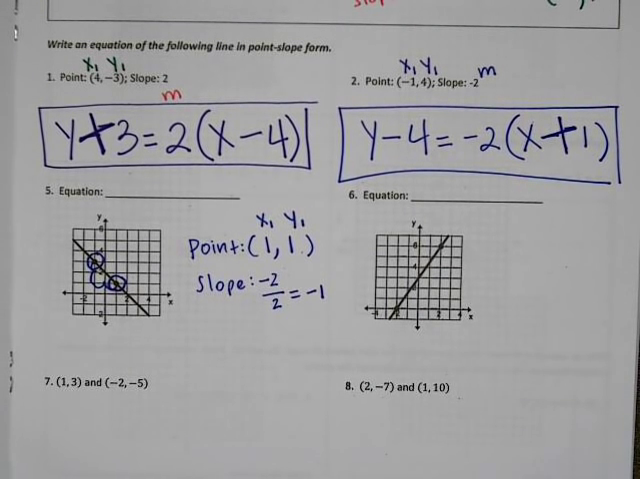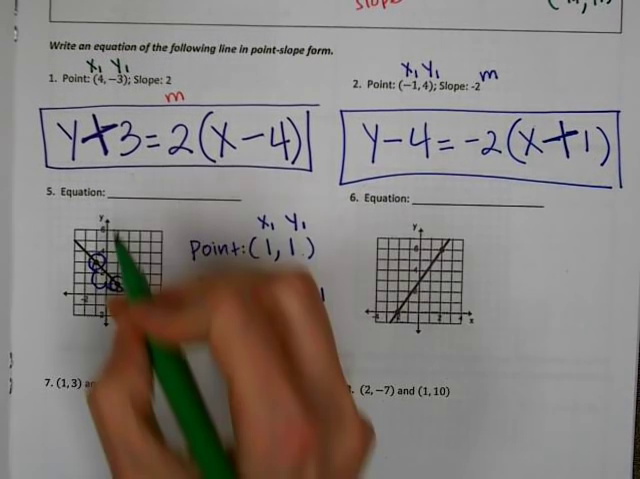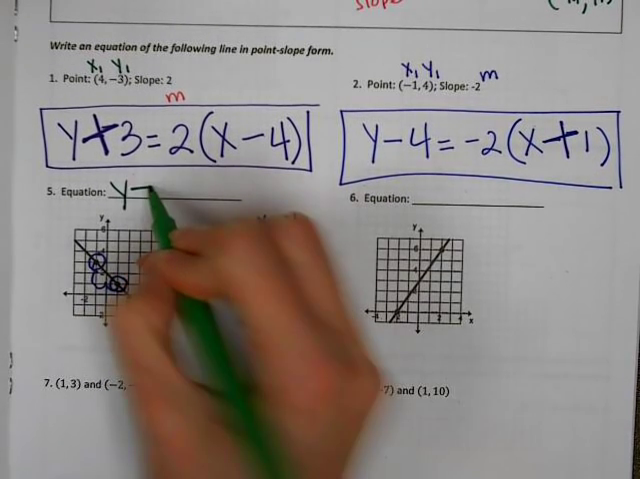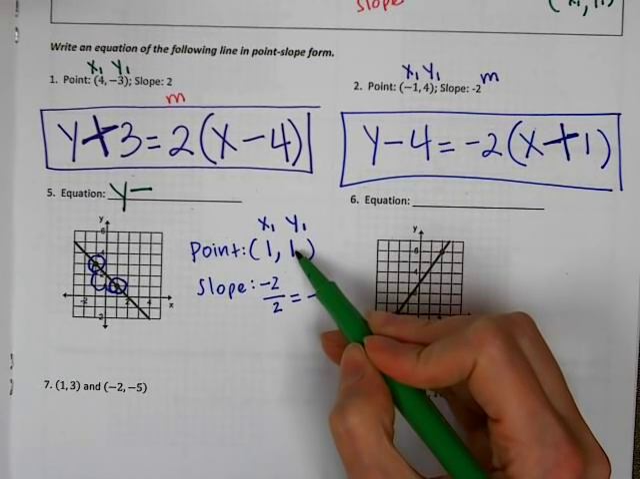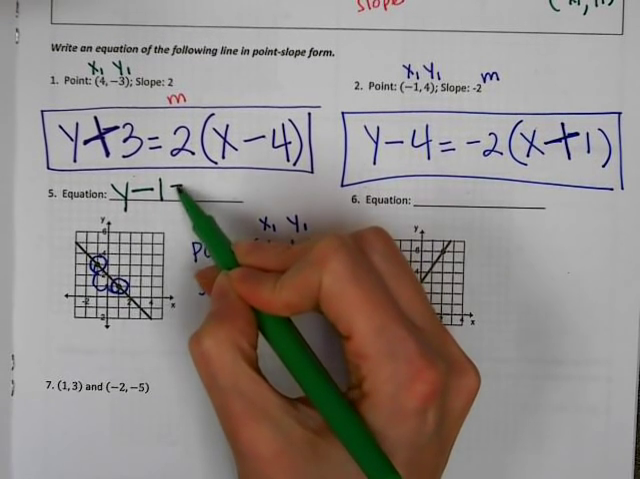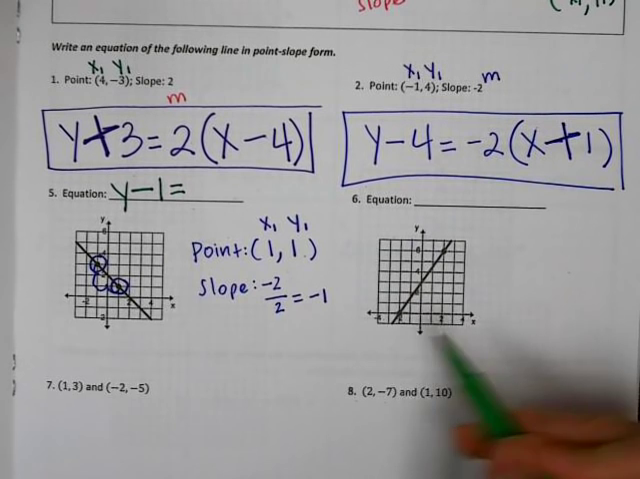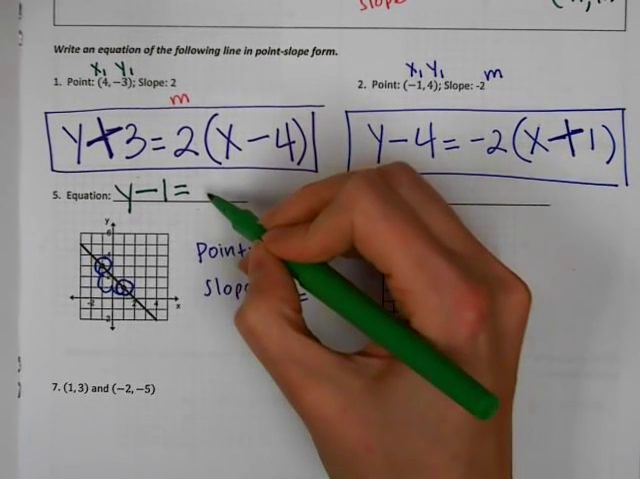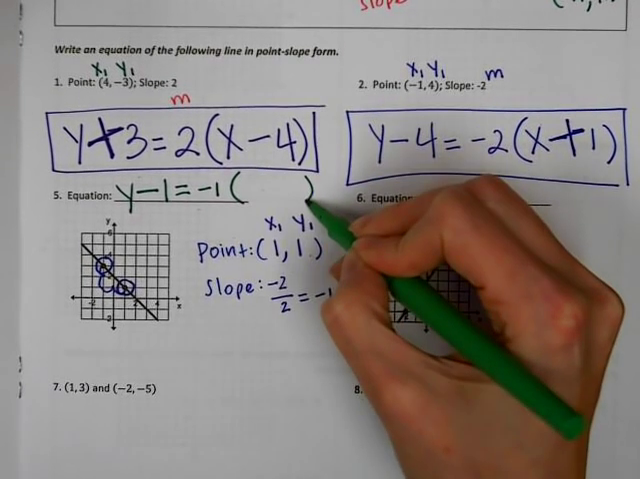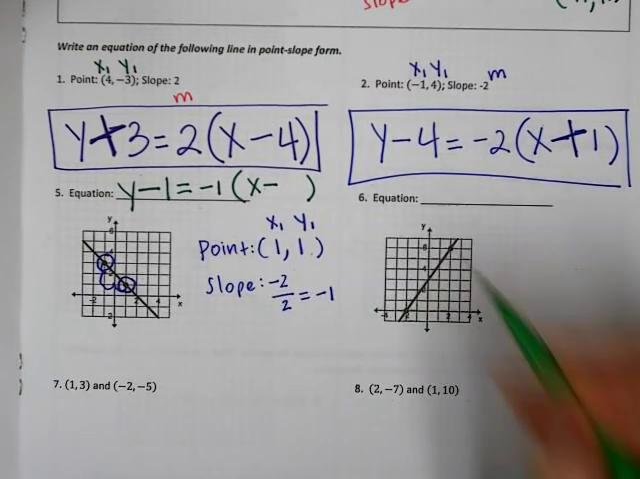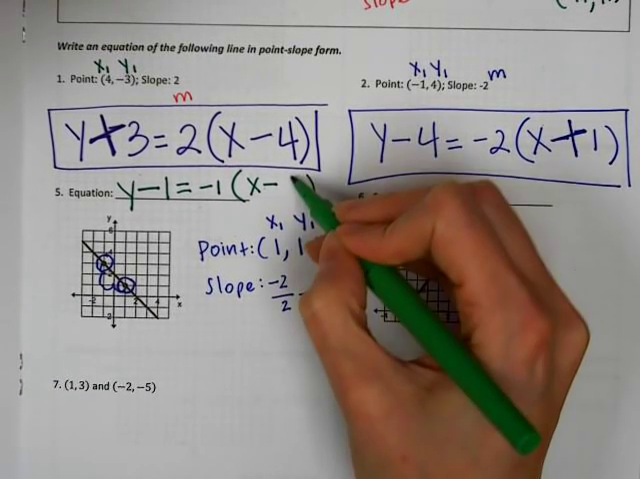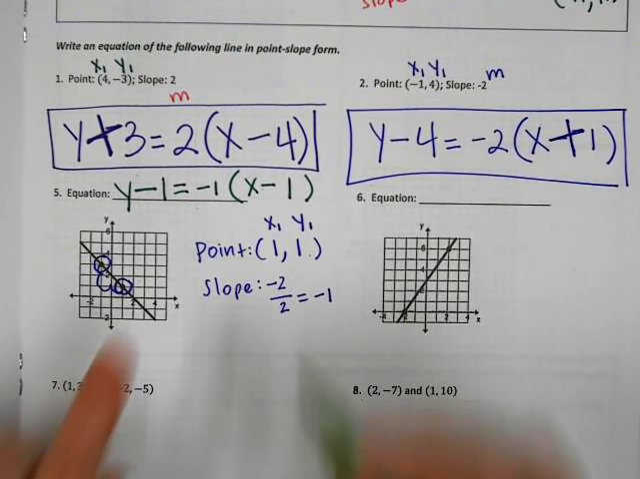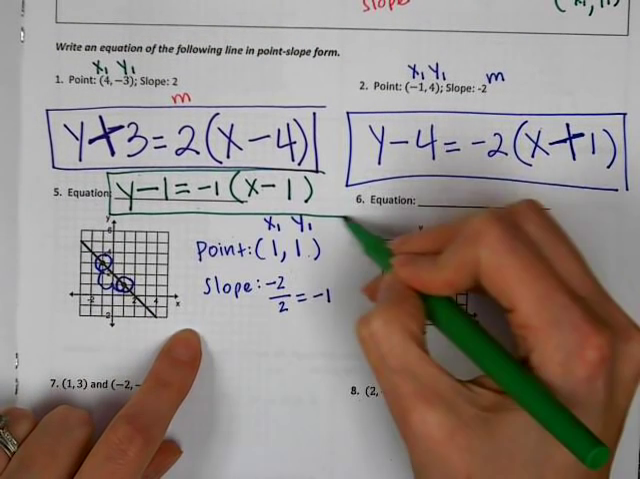Okay, now let's plug everything into our formula. It's going to be y minus y1, so y minus 1 equals m, which is the slope, so negative 1, times x minus x1, which is 1. All right, so that's the answer, and you just leave it like that.